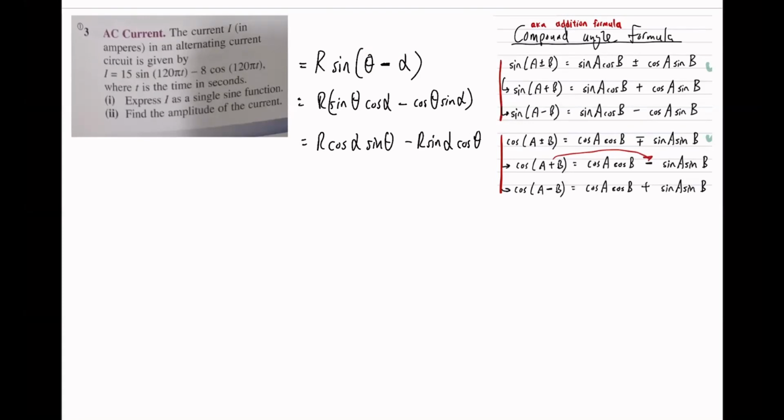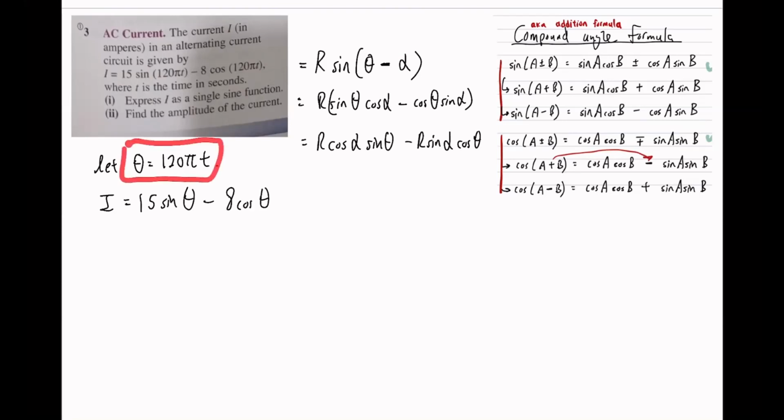So you know what? Let me just be a bit lazy. I'm just gonna say let theta equal 120 pi T. Okay, so the question now changes to I equals 15 sine theta minus 8 cos theta. Just remember I did this substitution; at the end, later I need to replace it back with 120 pi T.